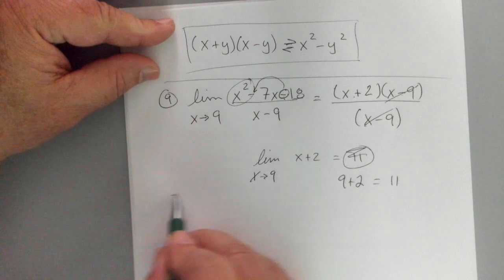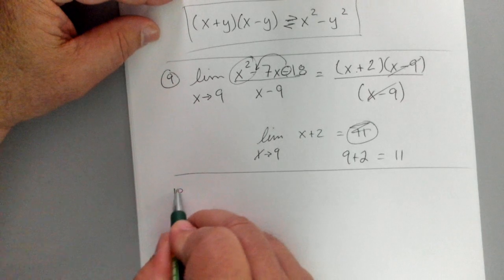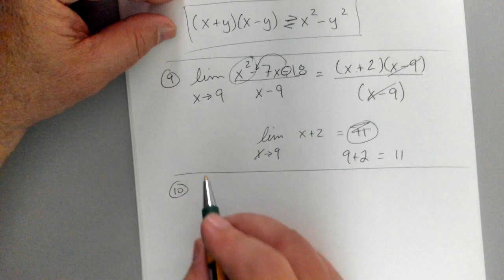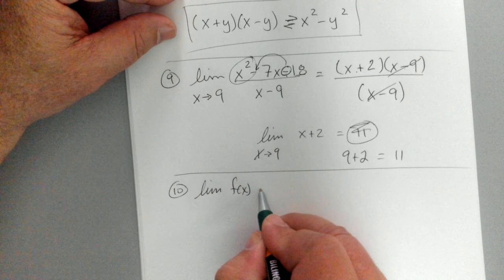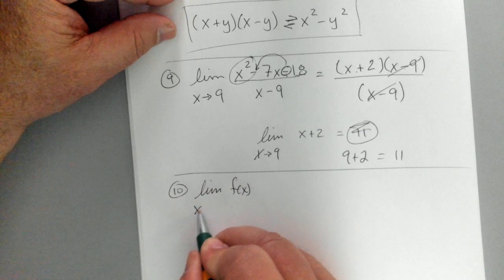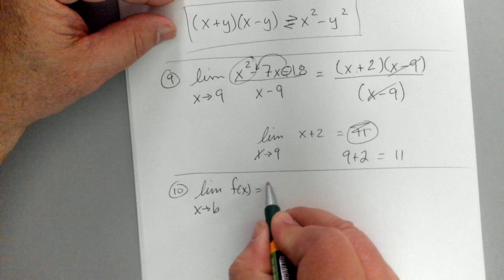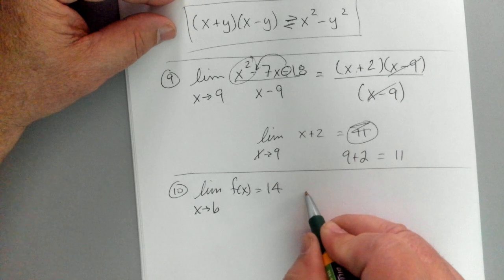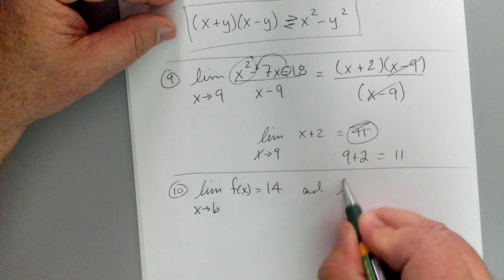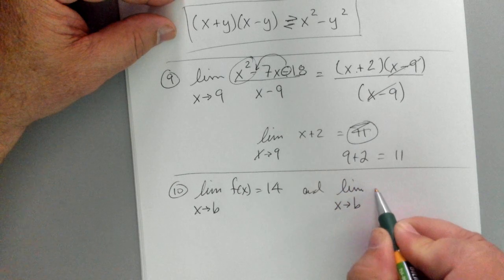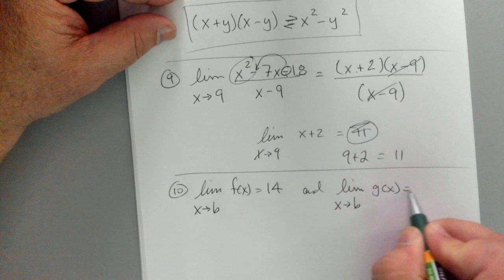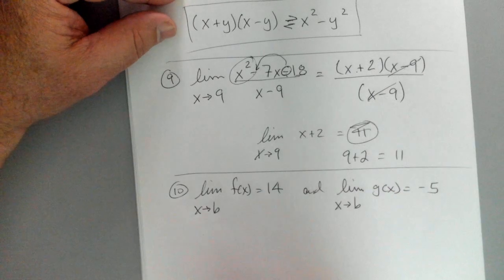Okay, so write down these conditions first. The limit of f of x as x approaches b is 14. The limit as x approaches b of g of x equals negative 5.